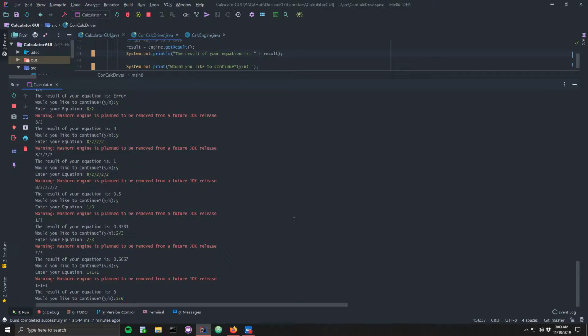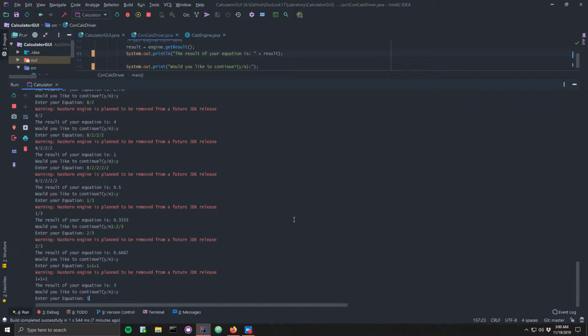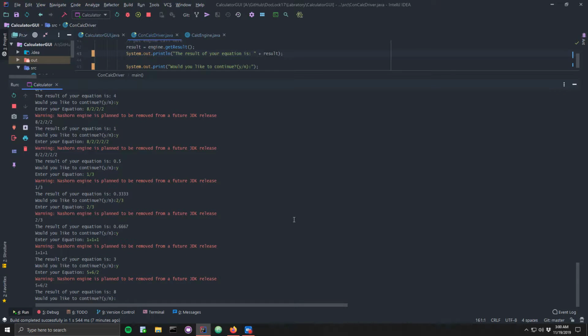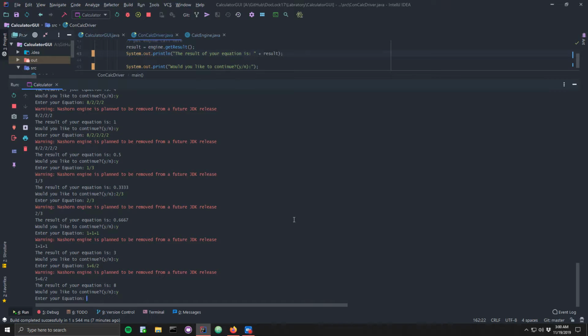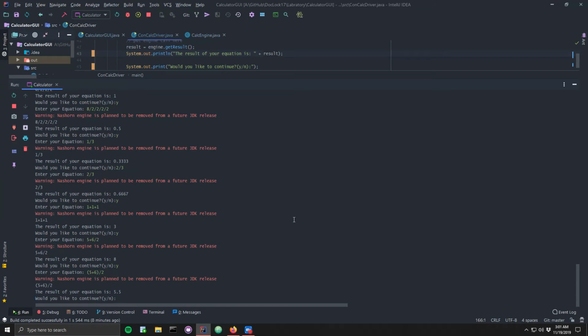Of course, 5 plus 6 divided by 2 yields 8 in this case, because it's following PEMDAS. But if we wanted to change that, of course, we can do so really, really easily by putting the equation in parentheses, because it will process that as well. And it gives us the 5.5 expected.